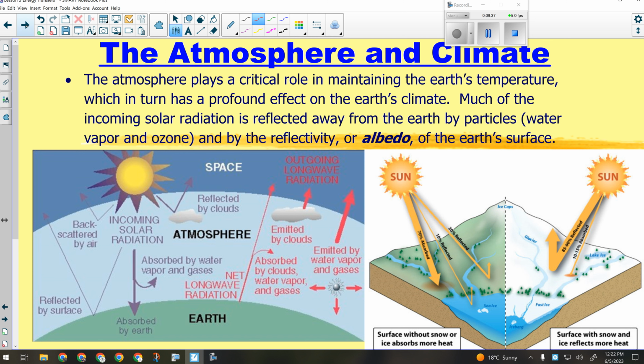Plants do it. Photosynthesis? Yeah, photosynthesis. Convert it, use it. Photosynthesis is the process that makes that happen. Now, what determines how much of that happens is the atmosphere and the Earth's surface.